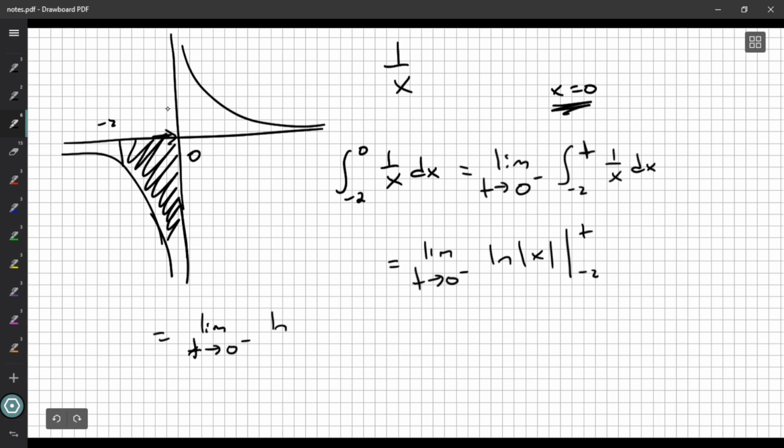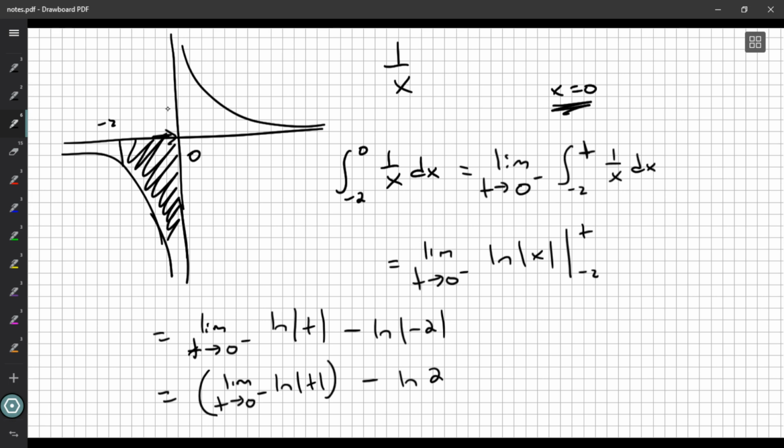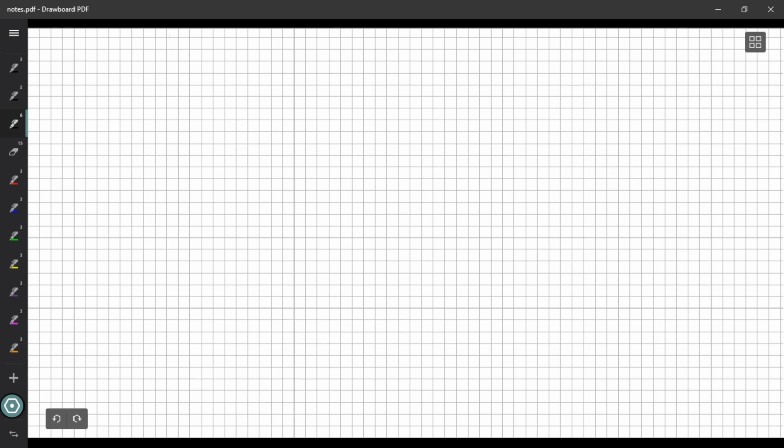So we get ln absolute value of t minus ln absolute value of -2. Now, the minus ln absolute value of -2, that's just going to be a nice constant value. So I'm going to separate that off and just say, well, it's ln of 2. That's not really what we're worried about. We're worried about what's going on in here. So let's focus. Does this limit exist? Does it converge to a value, or does it go crazy? So let's talk our way through it.